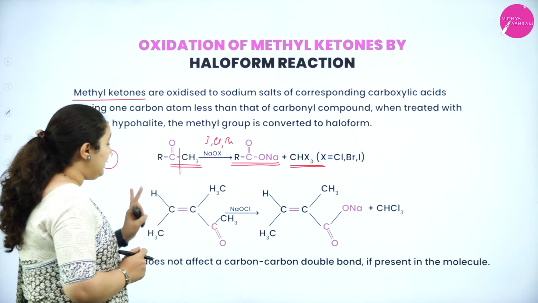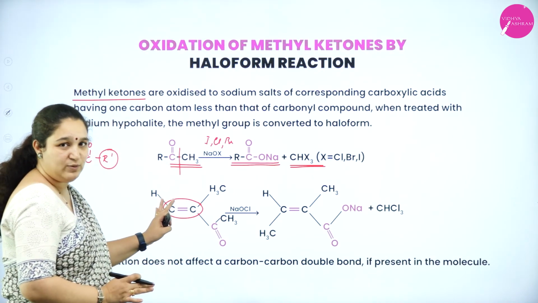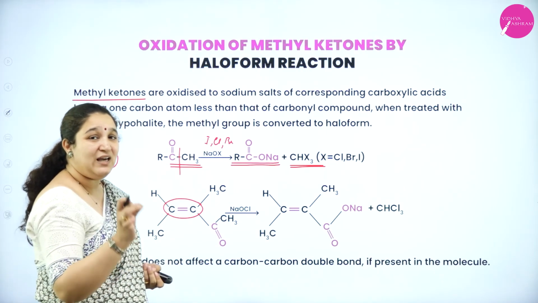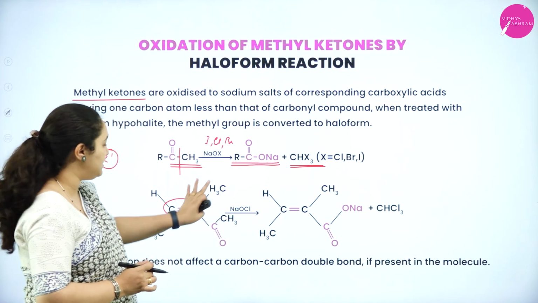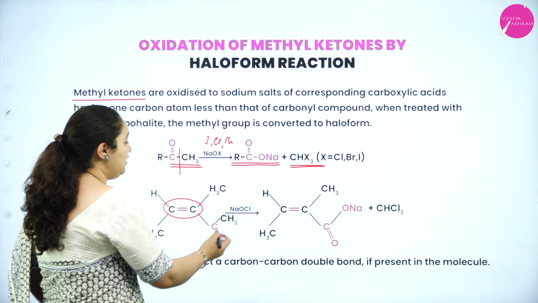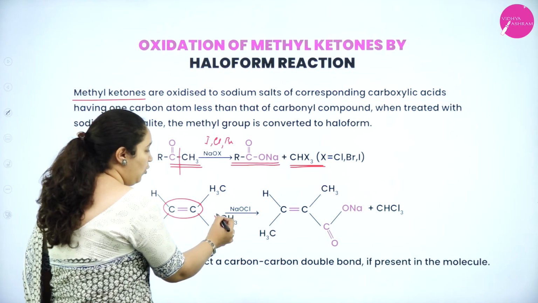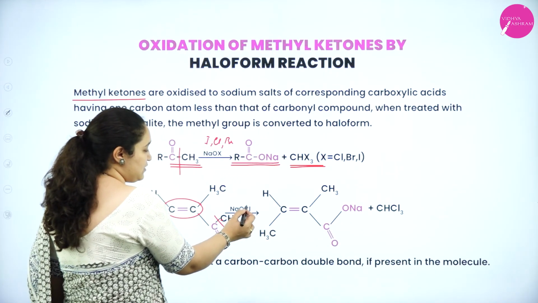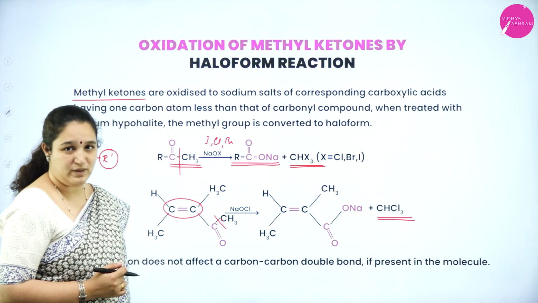Okay. Now, if there is a carbon-carbon double bond, this is unaffected. No effect will happen on this. The reaction is very specific to only methyl carbonyl group, that is CH3CO group. Only around that the reaction happens. Rest R group, whatever it is, it remains as it is. So you can see here when it is treated with NaOCl, what happens? This bond is broken. ONa comes here. So you have ONa and CH reacts with chlorine to form CHCl3. Chloroform is formed here. Okay.